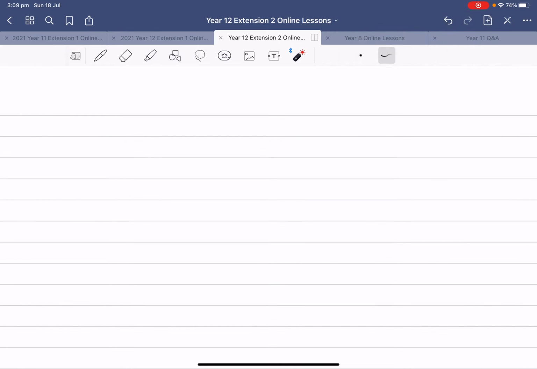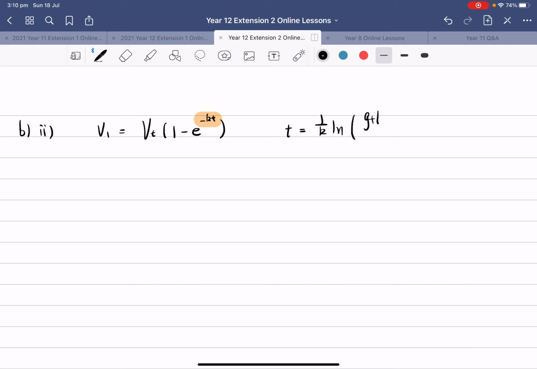So question B, part 2. For the speed of the first particle that we know, we just call it V1, is equal to V, the terminal velocity, times 1 minus e to the power of minus kt. That is the speed of the first particle here. Now, if you pay attention, this is negative kt. I just need to find the value of t to find the velocity. So the time it takes for the second particle to reach the maximum height is when t is equal to 1 over k ln bracket g plus ku over g.